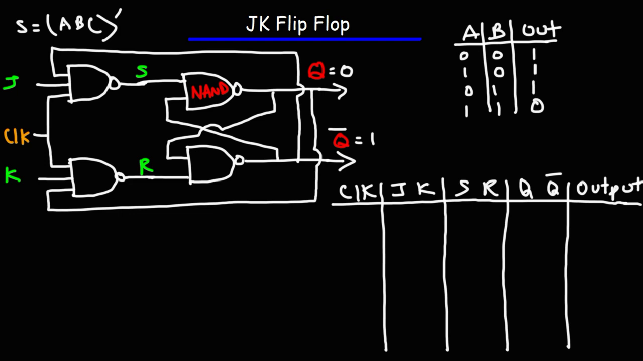Now the first thing we need to consider is what happens when we don't have an active clock signal, or if the input at the clock is 0. If the input is 0, right now Q is 0 and Q bar is 1. But if the input is 0, it doesn't matter what the values of J and K will be. The output of the 3-input NAND gates, the values of S and R, will be 1. And let's talk about that. So we're going to have a 0 here and a 0 here.